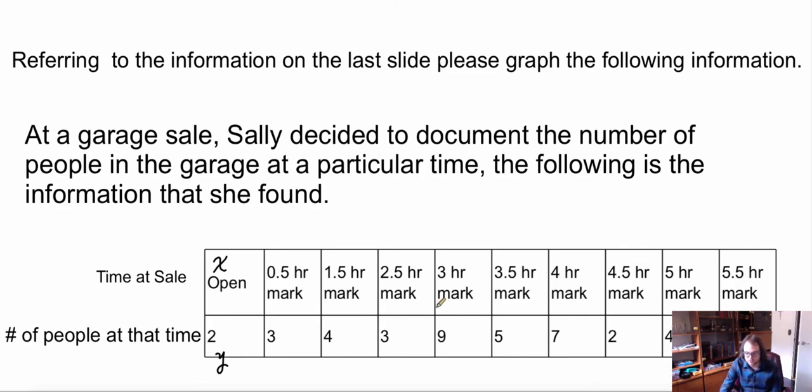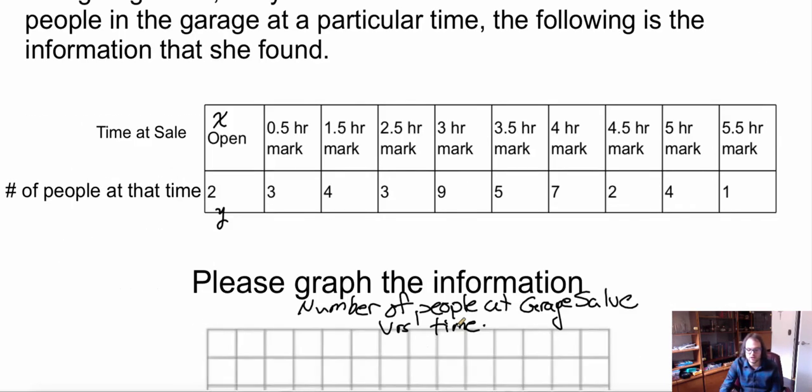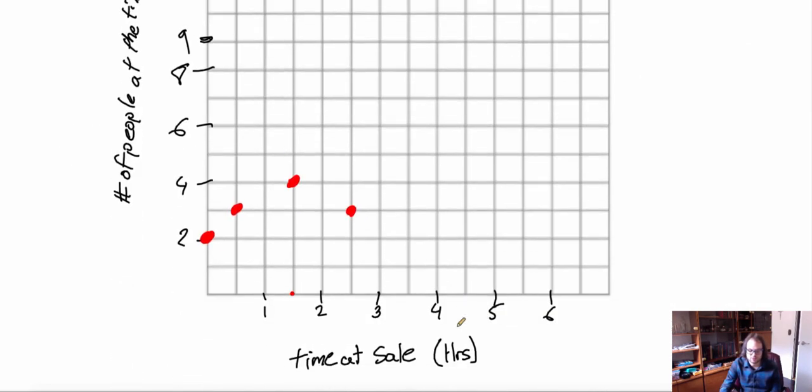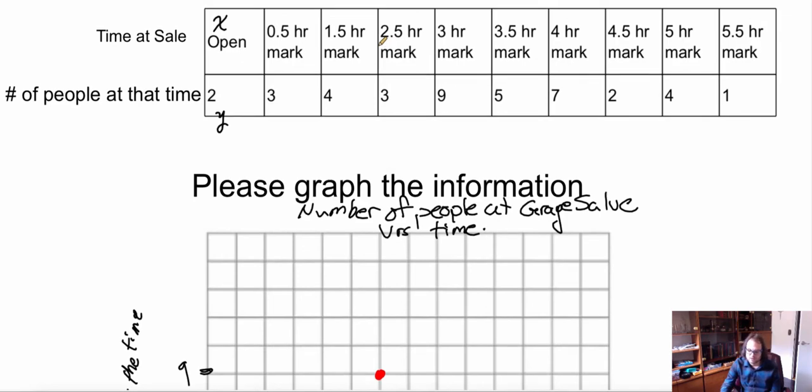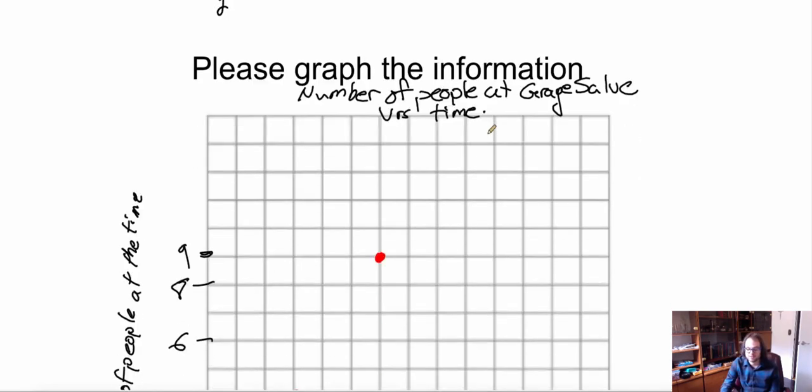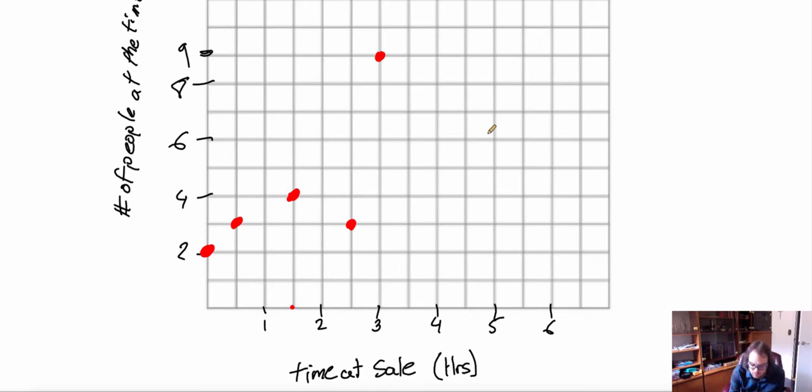Then we're going to go to the 3-hour mark. There is 9 people. So after 3 hours, we're going to go all the way up to 9. Then at the 4-hour mark, there is 7 people. So at 4 hours, we are going to have 7.